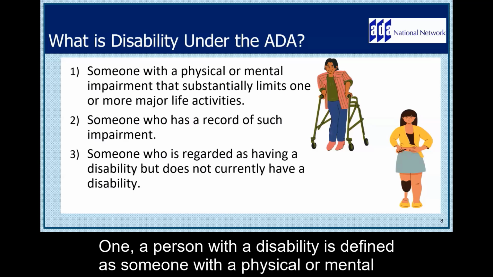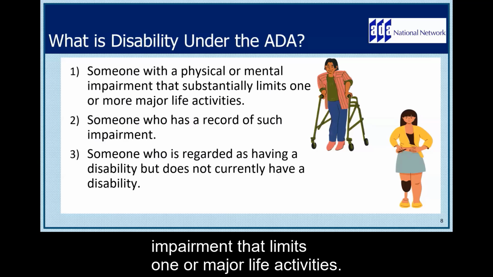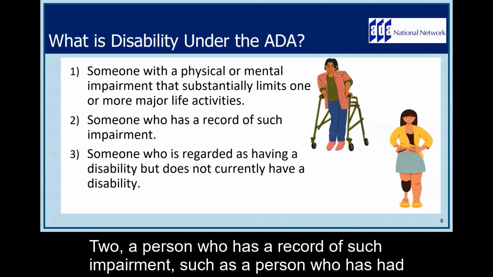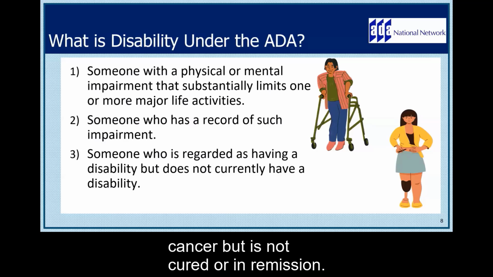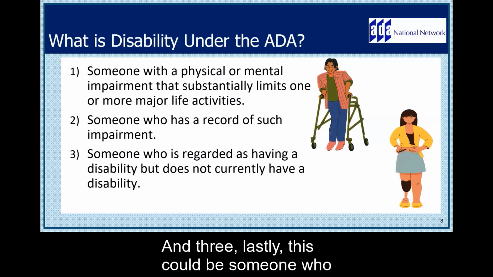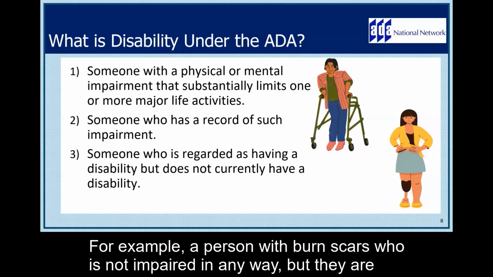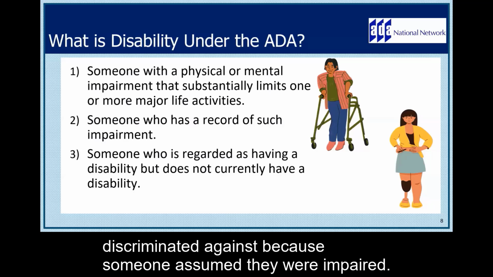1, a person with a disability is defined as someone with a physical or mental impairment that limits one or more major life activities. 2, a person who has a record of such impairment, such as a person who has had cancer but is now cured or in remission. And 3, lastly, this could be someone who is regarded as having a disability but does not currently have a disability. For example, a person with burn scars who is not impaired in any way, but they are discriminated against because someone assumed they were impaired.